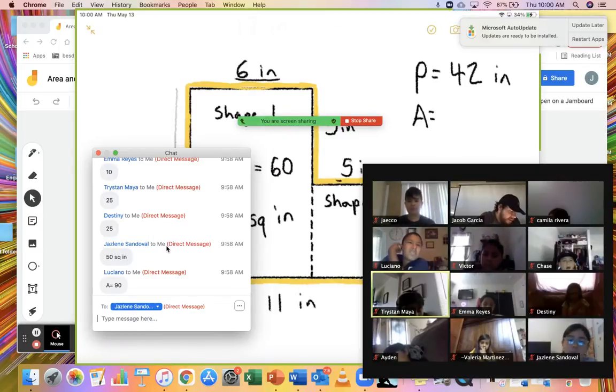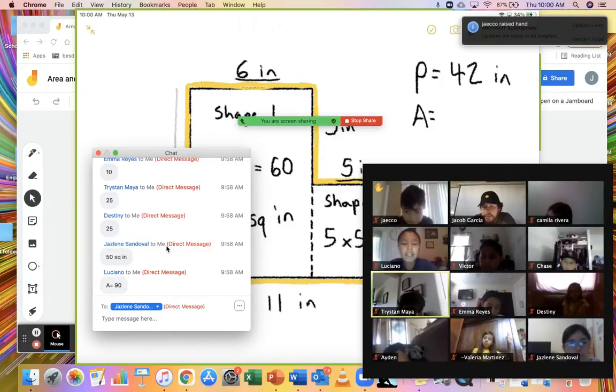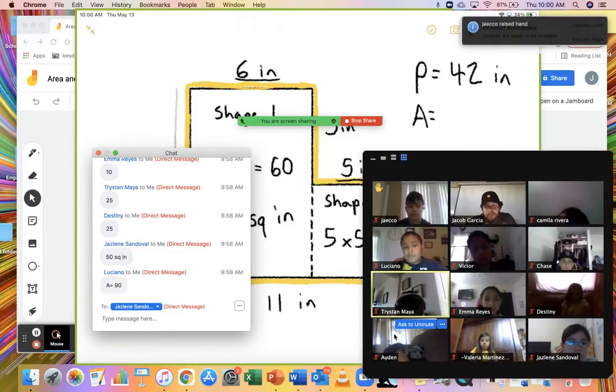And then here we do our base right here, our height right here. So we're multiplying 5 times 5, which gives us what number? Aiden?